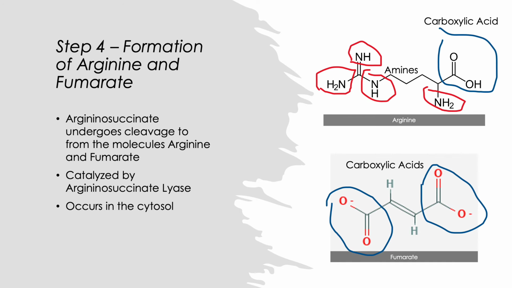The fourth step of this reaction begins the systematic breakdown of argininosuccinate. Like step 3, this part of the cycle takes place in the cytosol within the native tissues of the liver. This step takes place when argininosuccinate lyase catalyzes the breakdown of argininosuccinate into the molecules arginine and fumarate.